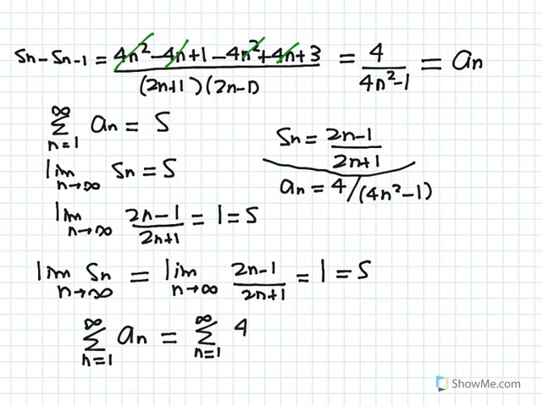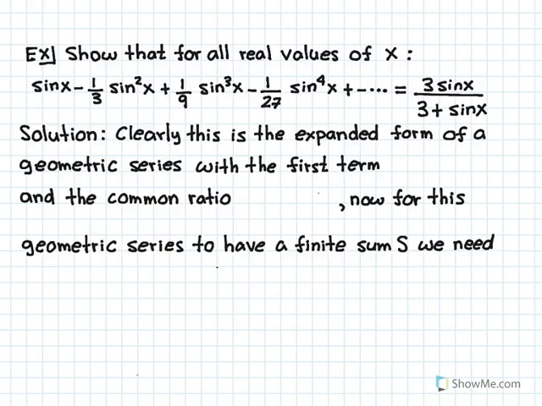So a_n is 4 divided by 4n squared minus 1, and this infinite series has a sum of 1. It converges to 1. When we say a series converges, it always has a finite sum. In this case, the sum is 1. All right, let's look at another example.